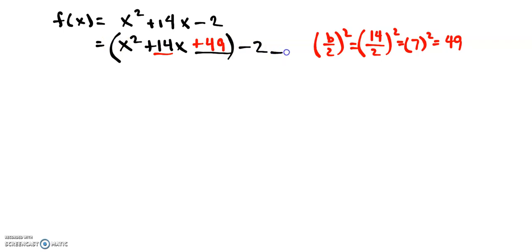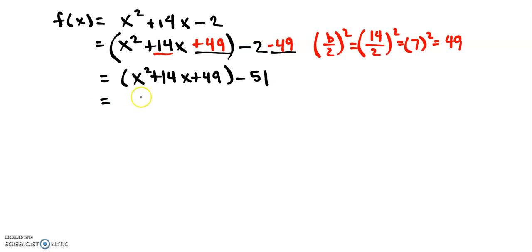And now I need to balance it out. Since there's nothing out here but a 1, adding 49 means I now have to subtract 49 from the problem. And let's go ahead and simplify. So we have x squared plus 14x plus 49 minus 51.